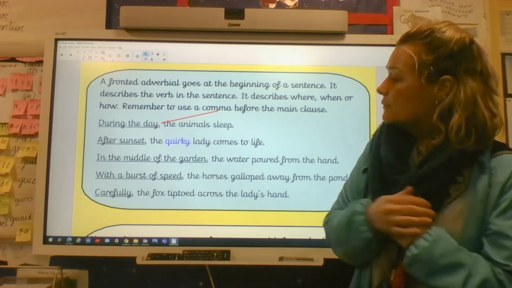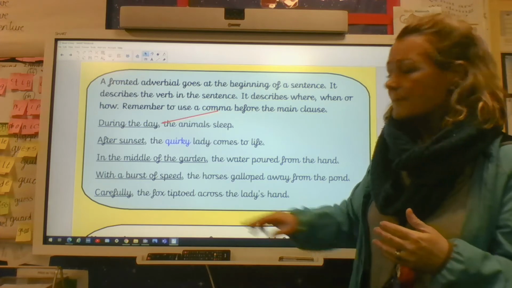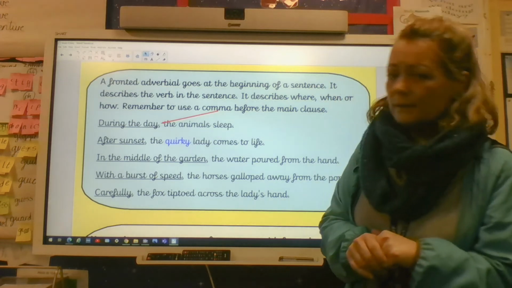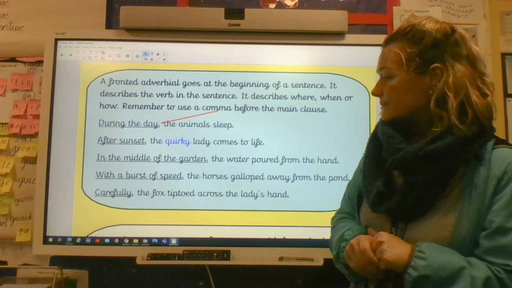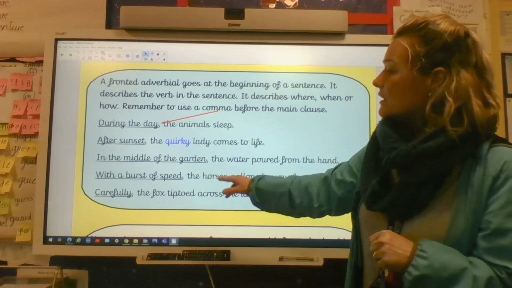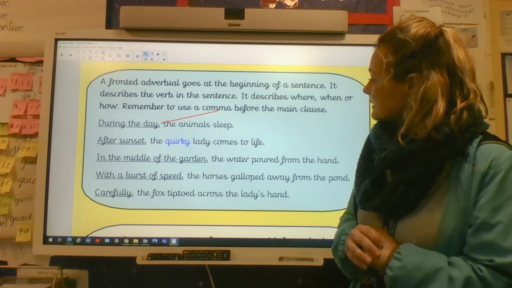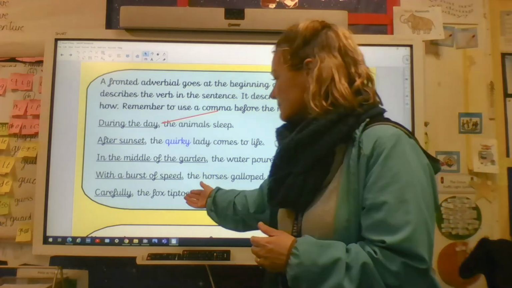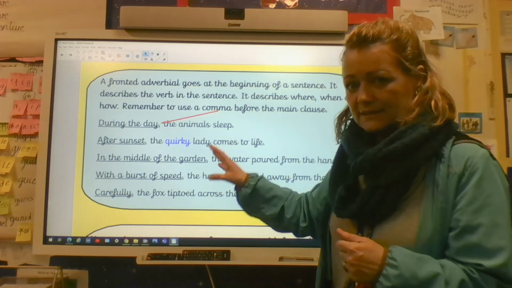And then the next two sentences are linked with fronted adverbials to do with how. So our first one, with a burst of speed, the horses galloped away from the pond. So my main clause, the horses galloped away from the pond, and I'm giving a bit more information about how they galloped, with a burst of speed, comma. And then my sentence underneath, carefully, the fox tiptoed across the lady's hand. Again, I'm saying how the fox is doing it. He's tiptoeing carefully. So these are fronted adverbials relating to how.